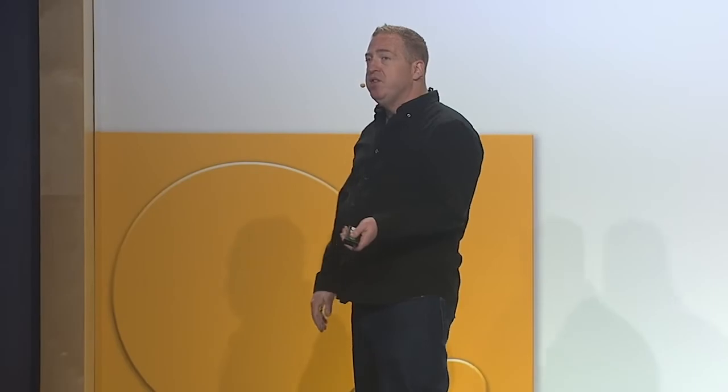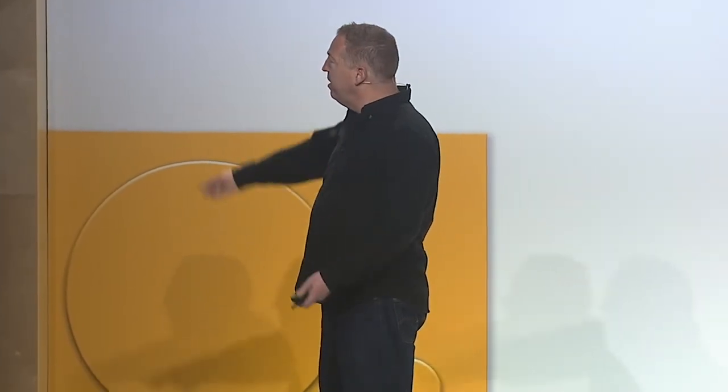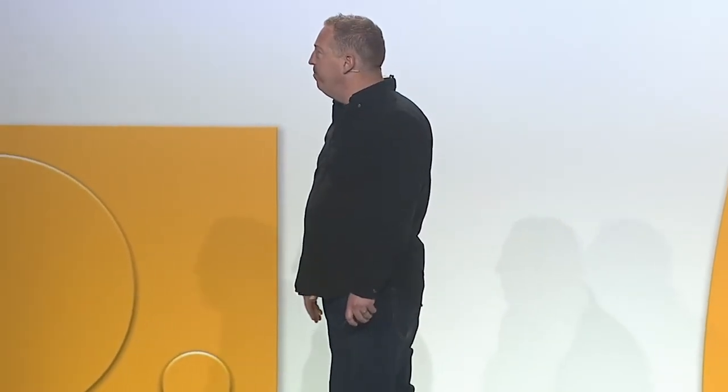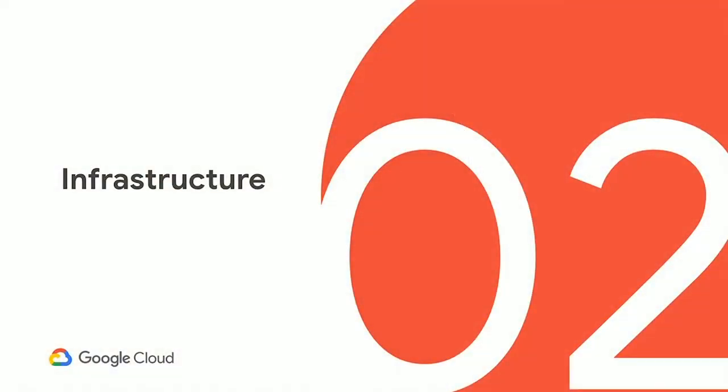So one of the resources that I use to build this content is GCP in 4 Words or Less, which is available at that very long GitHub address. If you just search for GCP in 4 words on a search engine of your choice, you will find this. And it's really helpful. It gives very concise definitions of a lot of our products, and where they aren't concise, I hopefully will help explain them.